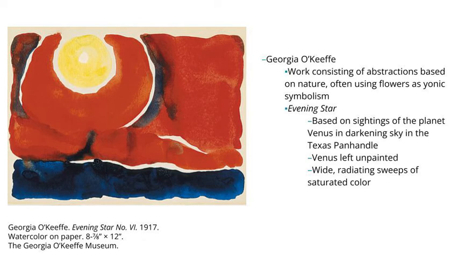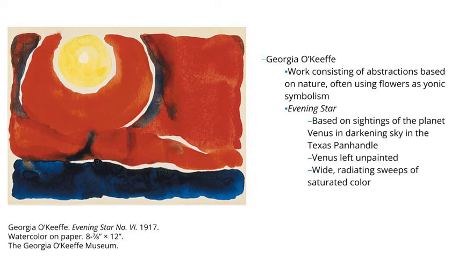This piece is called Evening Star, and it's based on sightings of the planet Venus in the darkening sky in the Texas Panhandle. And the planet Venus itself is left unpainted. It's made of negative space, but the paint around it shows that it's meant to be there.